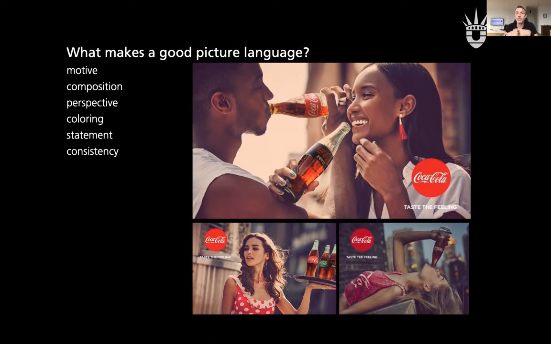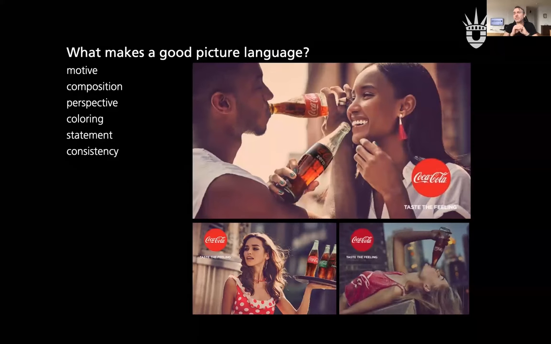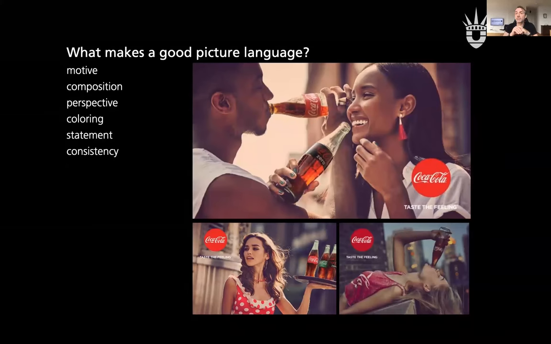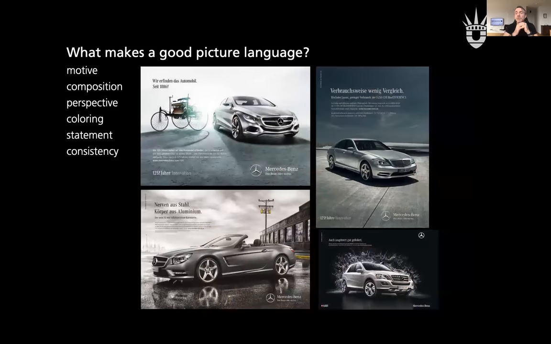You see here with Coca-Cola, every time you see a Coca-Cola ad, you see the red from Coca-Cola in different areas of the picture. And also the gradation of the pictures is very, very strong. That means that the coloring is very, very intensive. And of course, the statement, what does the picture communicate together with background, with composition, with models, and the consistency of all pictures you use in communication. Also a good example for this is Mercedes-Benz.